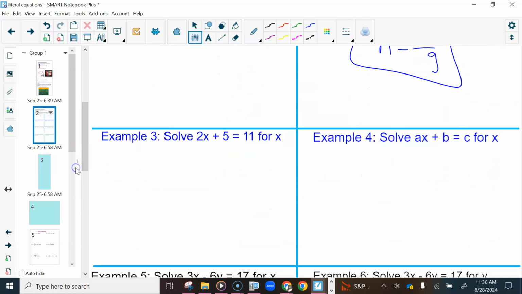Let's try example 3. How would we solve this? Get x by itself. Divide by what? So we will divide by 2, but not first. We've got to get rid of that 5 first. So when we do that, we get 2x equals 6. And now this is just like example 1, and we can, what Rocky said, divide. So x is 3.